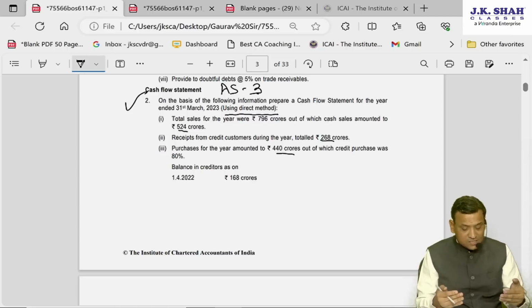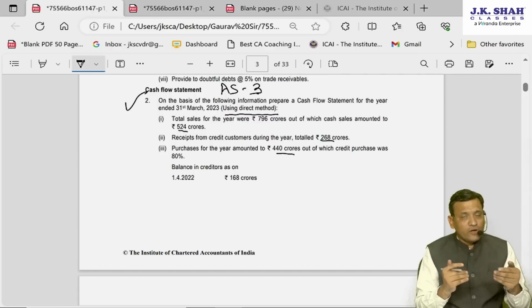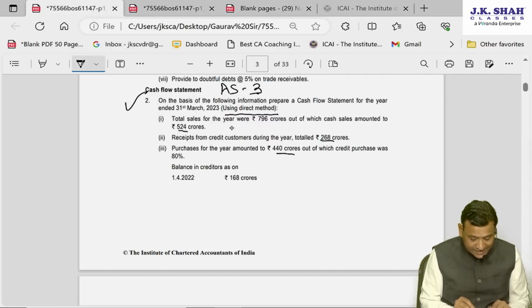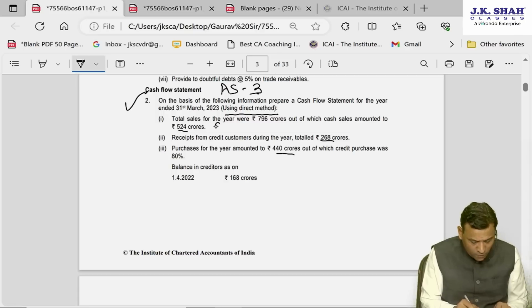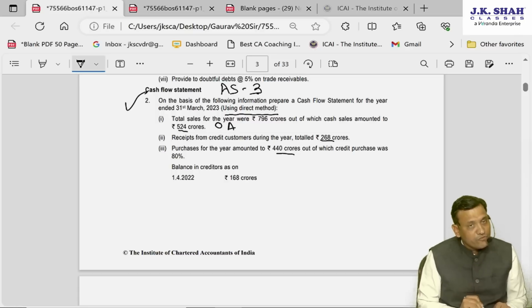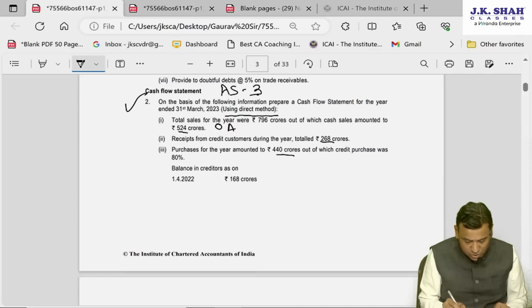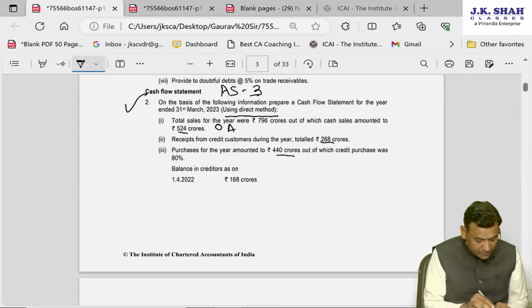Now let us understand whether it is inflow or outflow, and which activity it pertains to. Sales of 796 crores, out of which cash sales is 524 crores. Can I say operating activity? 524 crores. Received from credit customers 268. Again, this will be shown as operating activity.